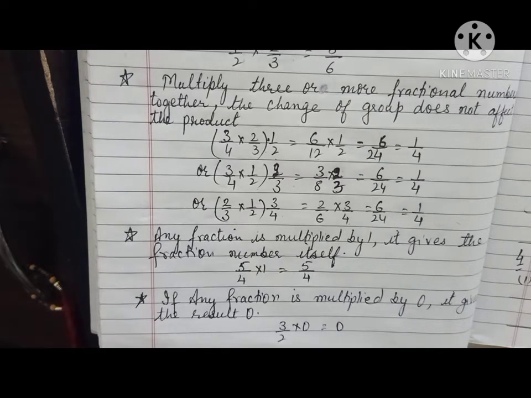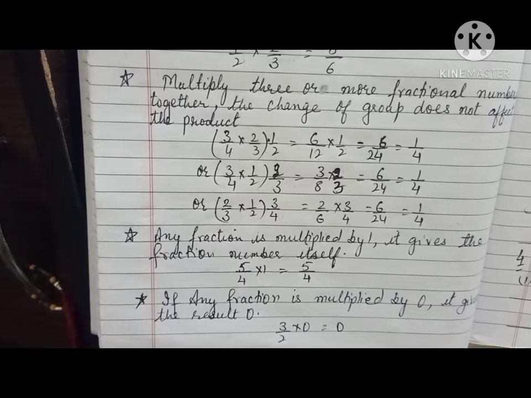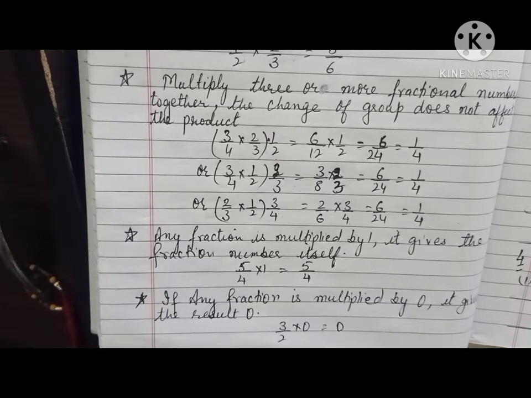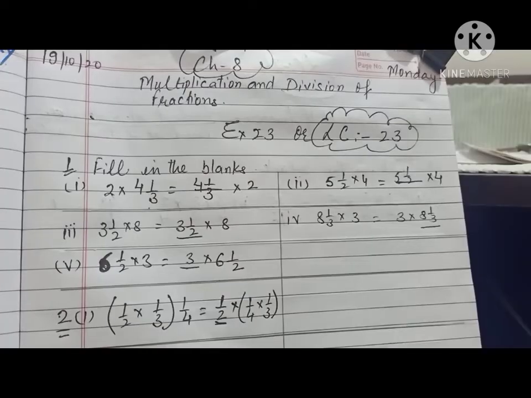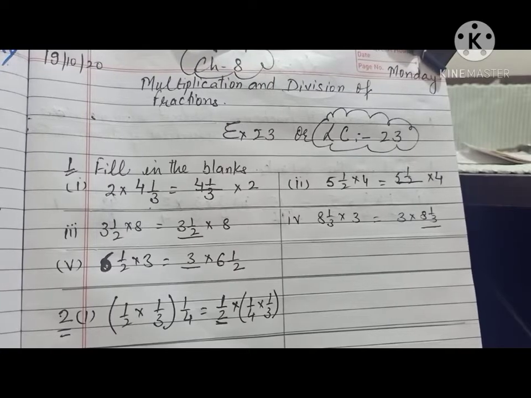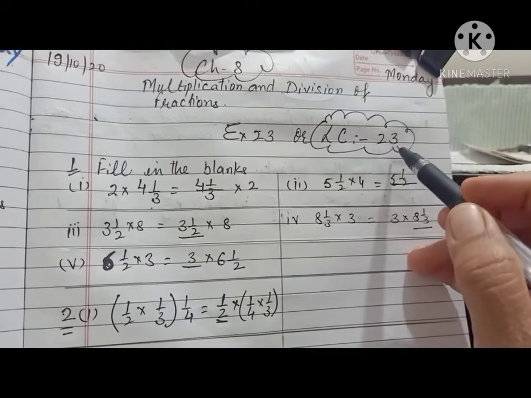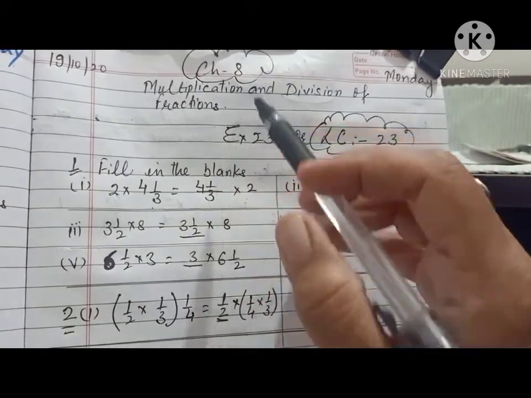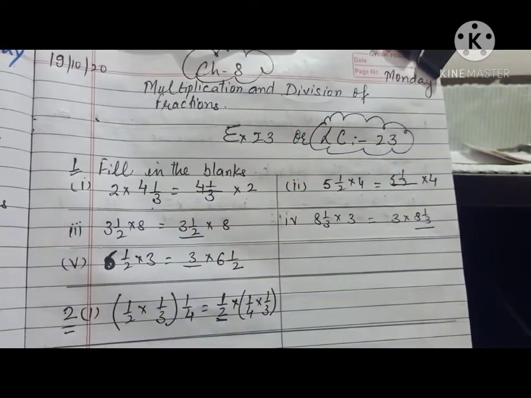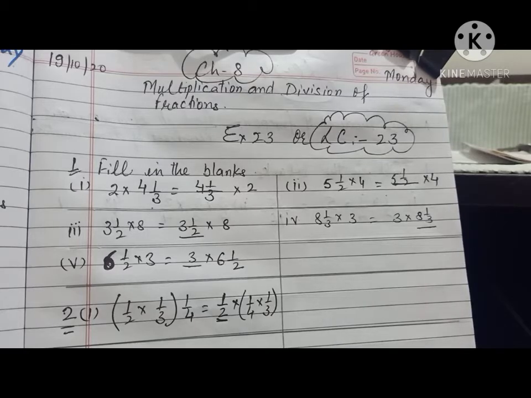Okay. All are the properties of the multiplication of fractional numbers. After doing the properties, we will start the exercise learning check 23 of chapter 8. First question of this exercise is fill in the blanks.